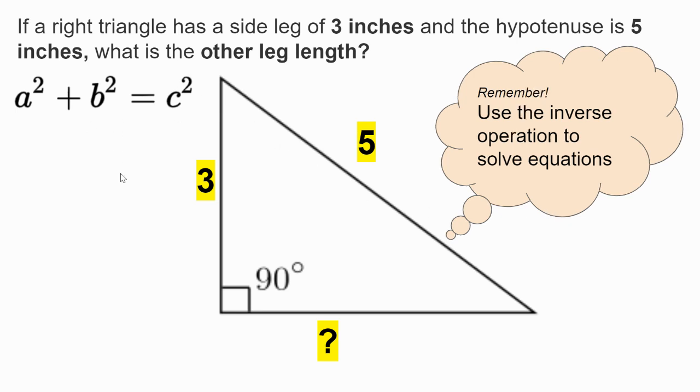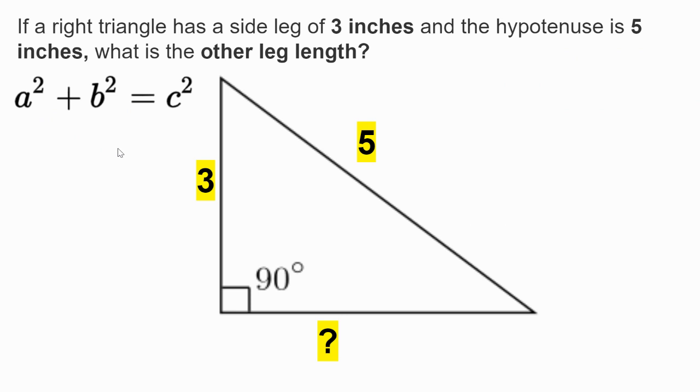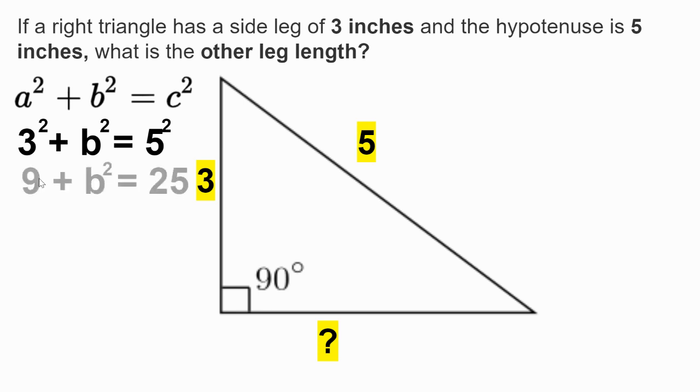So here's our formula, the Pythagorean theorem, a squared plus b squared equals c squared. If we plug in our numbers, we have 3 for a, 5 for c. You could have put 3 for b. That's fine too. A and b are interchangeable, but for our purposes, that's what we're going to do today. So 3 squared is 9 plus b squared equals 25. And remember, we can only combine like terms, so we can't combine 9 and b squared because that is a variable.